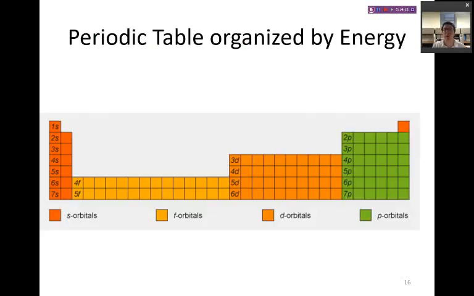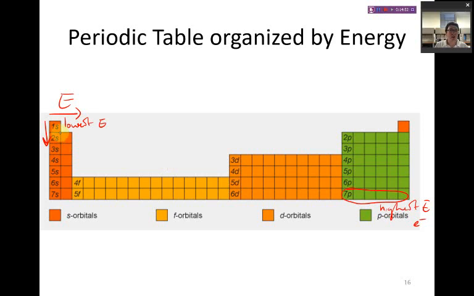Let's take a look now at the periodic table. One way that we can organize the periodic table is based upon its energy. And so our energy is increasing as we go from left to right, and the energy is also increasing as we go from top to bottom. So the electrons that would be in the 7p orbitals are higher energy. These are our highest energy electrons, whereas those in the 1s are the lowest energy electrons.